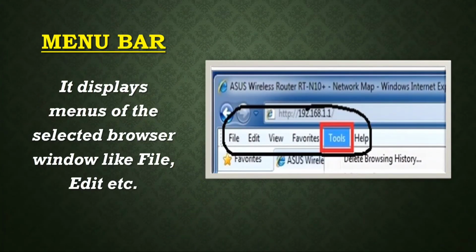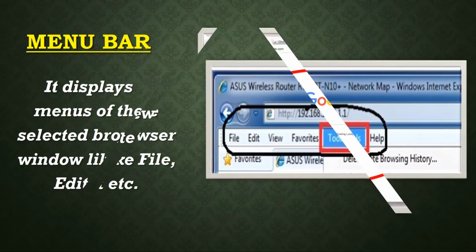Now the next topic is menu bar. I hope you all have used this also. It displays menus of the selected browser window like file, edit, etc. While using MS Paint in class 3, remember children, you used this bar when you wanted to save the file or open the file. The same menu bar is present in the browser also.